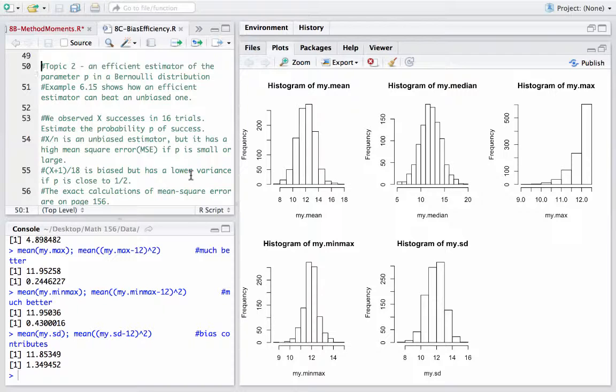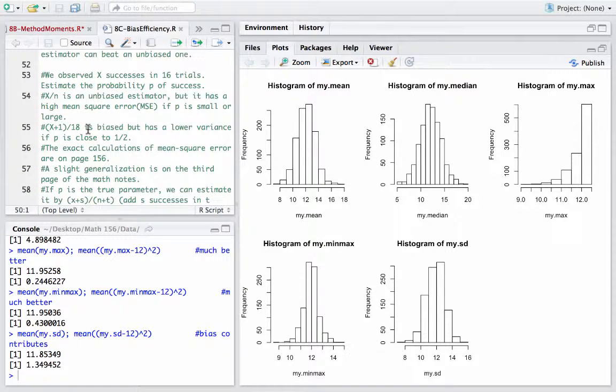So suppose we have X successes in 16 trials. What is the probability P of success? So X over N is the MLE, and it's unbiased. But it has high mean square error for P's near 0 and 1. I think this is called the continuity problem.